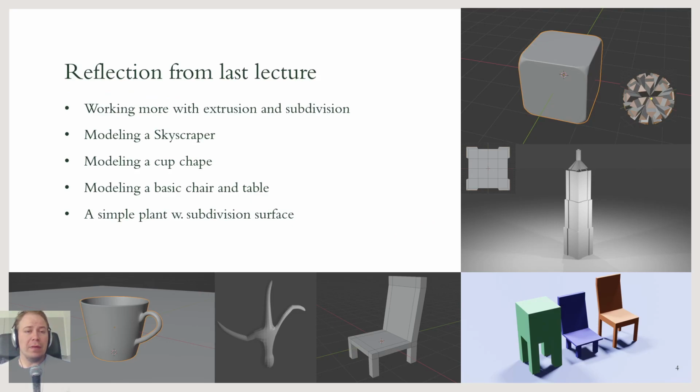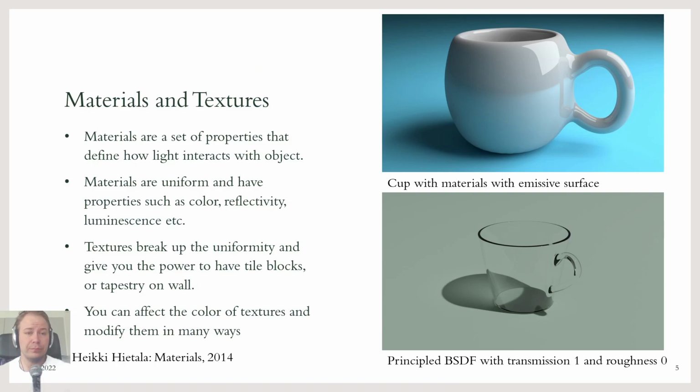Okay, maybe you have modeled the skyscraper, maybe not. We worked in the last lecture with extrusion and subdivision. We modeled the cup shape, that is over here. We modeled a basic chair and a table, and also we did some extrusion, subdivision, surface modifying, and a little bit about materials and textures.